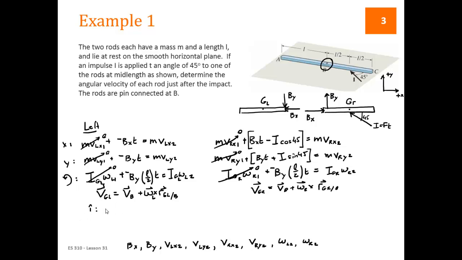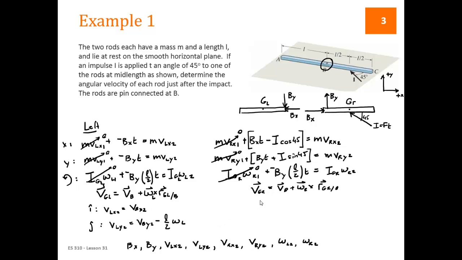We have the I hat part, which will be V of LX2 is equal to VBX2 plus omega, positive omega crossed with GLBR, so it's the position of GL relative to B, so that's a negative R, so positive J into negative I gives us negative J. So there is no I component from this term. In the J term, then we have that VLY2 is equal to VBY2 minus the R is L over 2, omega L.